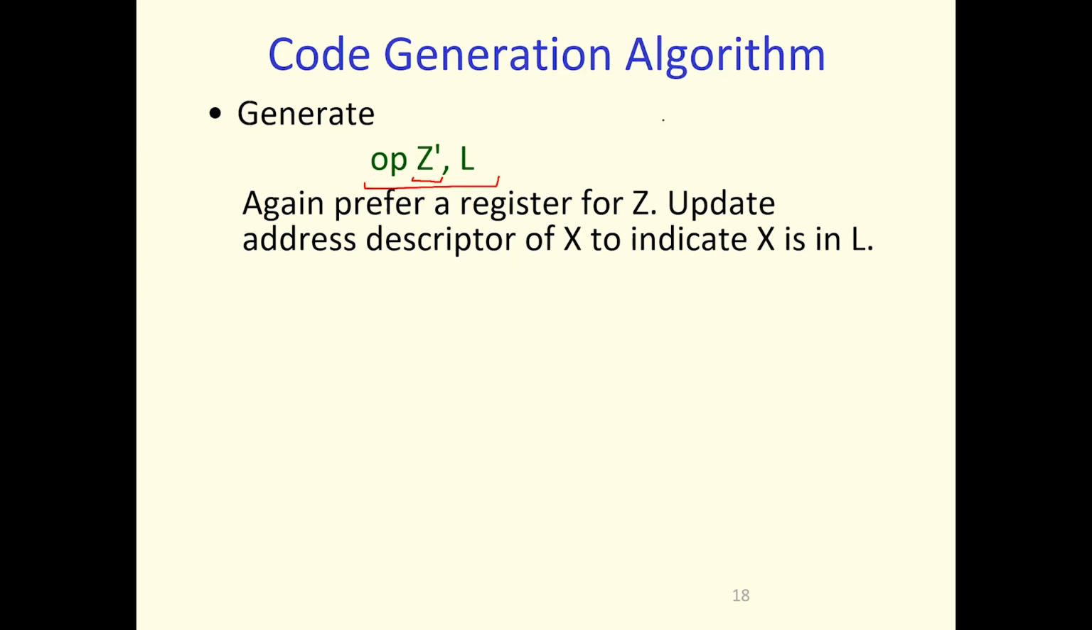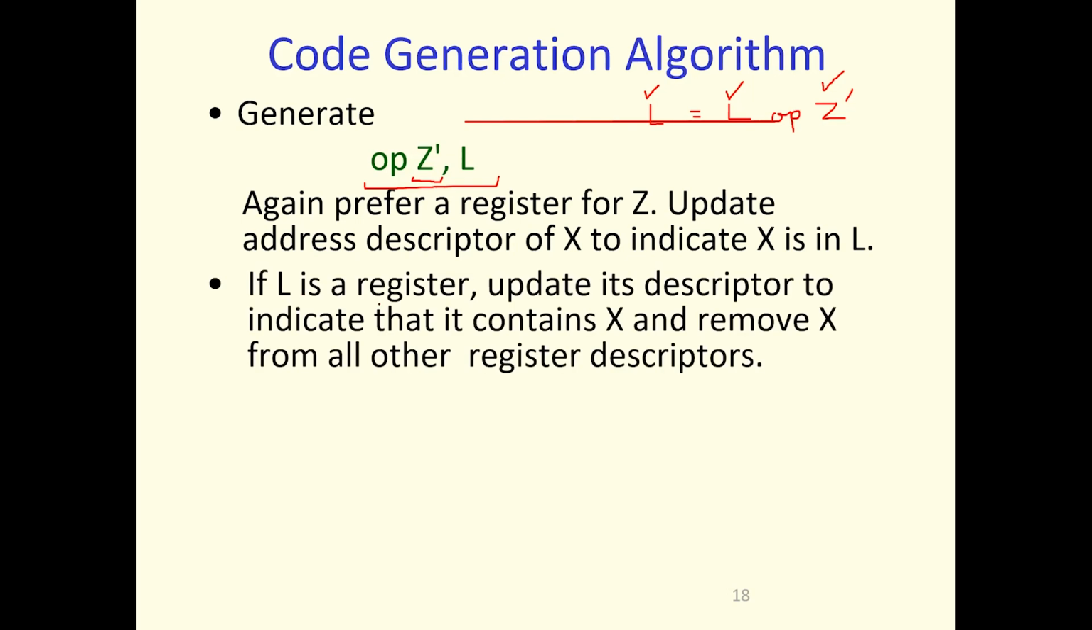Note that once again, this will mean L = L op z prime. In our three address code, we have already decided x's value goes in L. As a result, we have moved the y value into L if it was not already there, and z prime holds the value of z. So this is really realizing the instruction x = y op z.